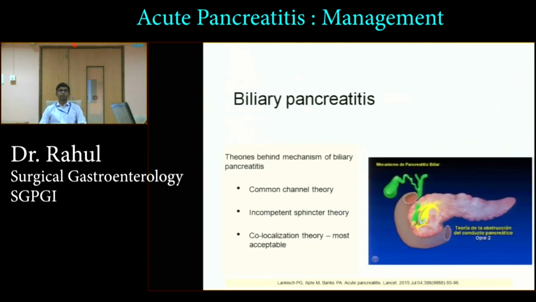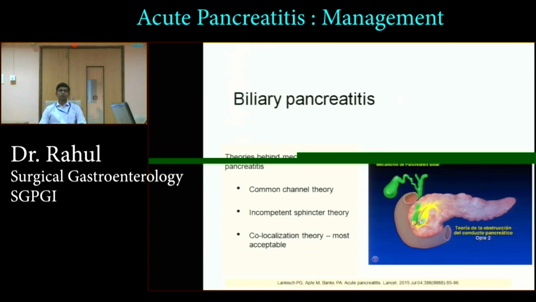The second most common cause is biliary pancreatitis. There are various theories behind biliary pancreatitis. One of them is the common channel theory.